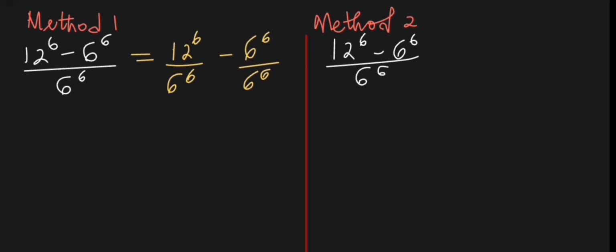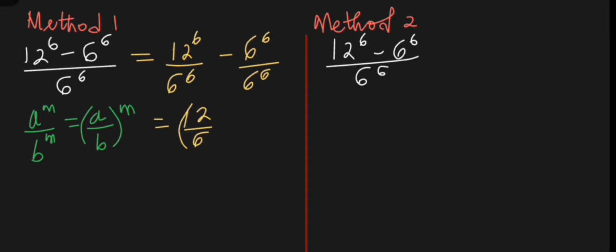And recall that a to the power of m over b to the power of m can be expressed as the power of the quotient. Therefore, 12 to the power of 6 over 6 to the power of 6 becomes 12 over 6 to the power of 6, while 6 to the power of 6 over 6 to the power of 6 is 1.